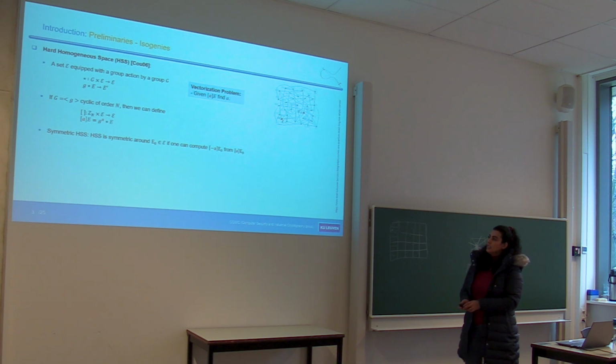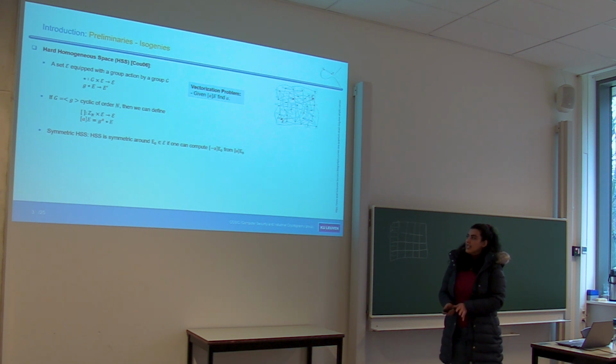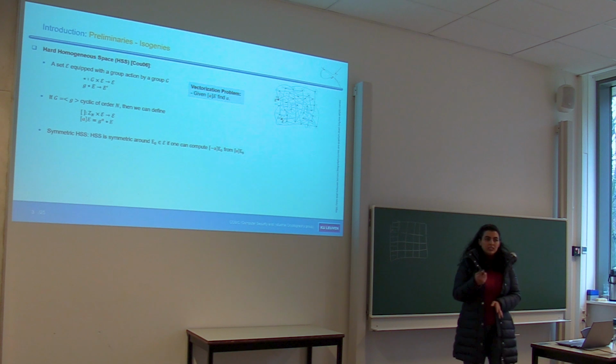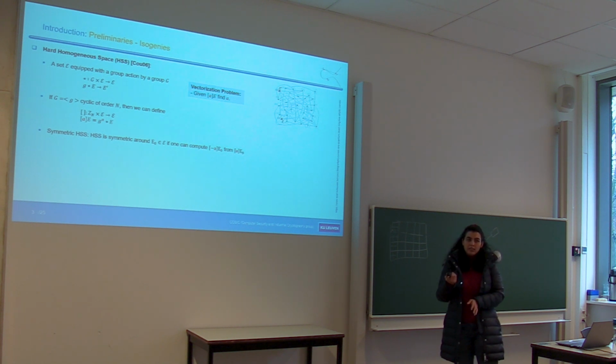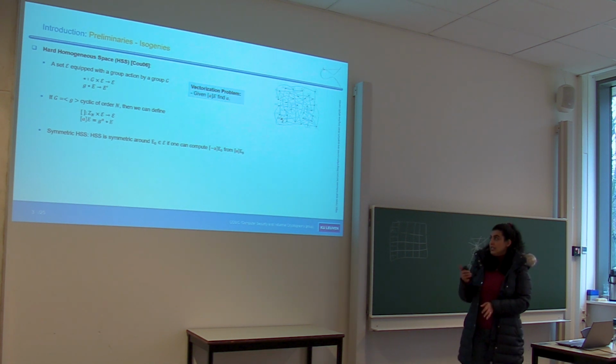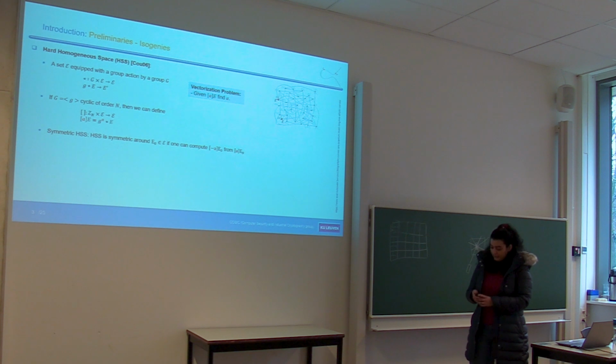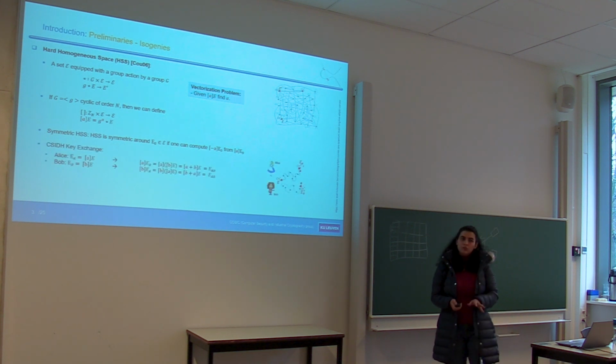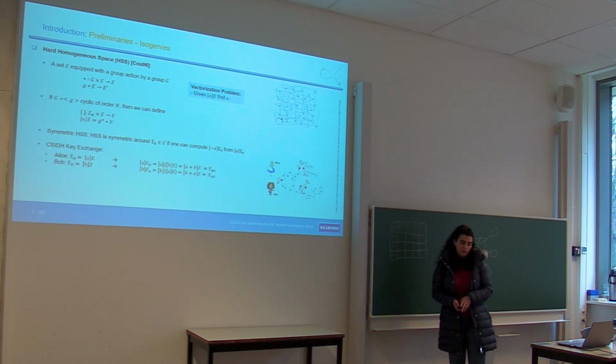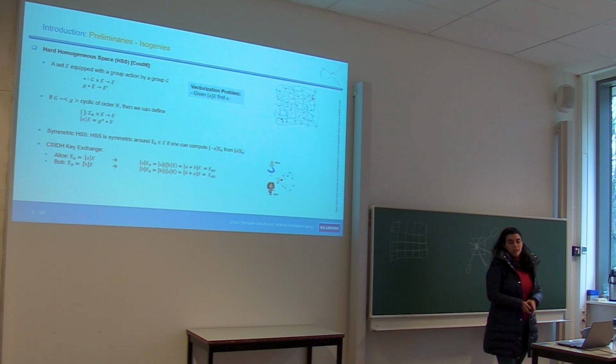The HHS is symmetric around E0, which means we have twists. If we have [a]E0, then we can compute [-a]E0 easily. And there are a few other things that we have to know to follow this presentation.